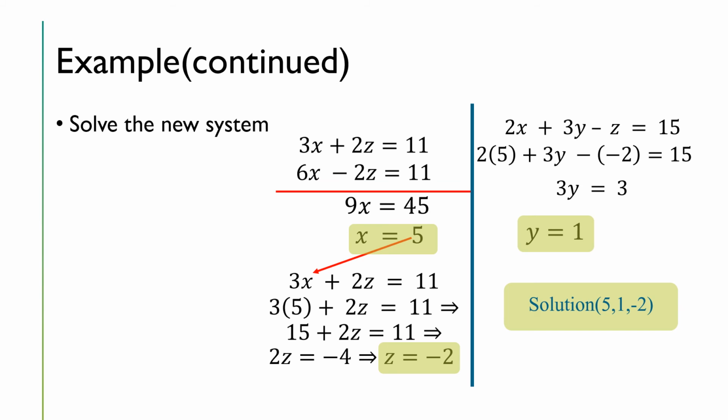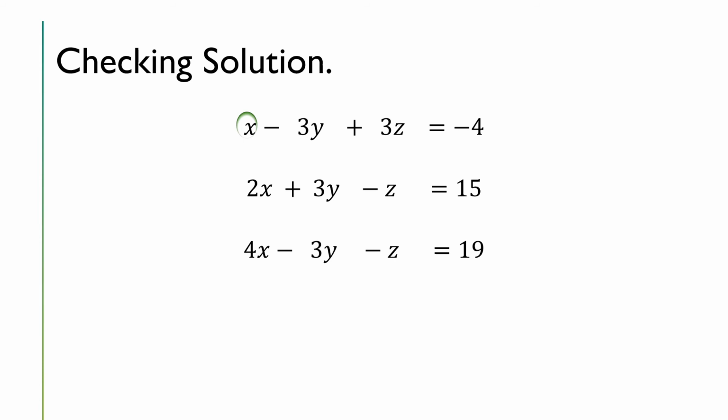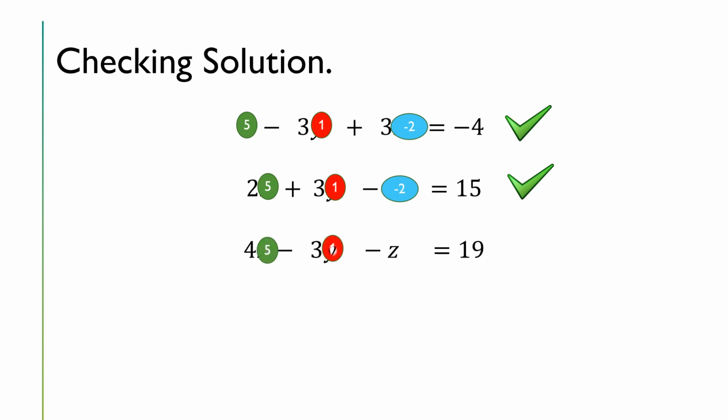Now we need to check. We're going to plug 5 instead of x, 1 instead of y, -2 instead of z. Therefore, we have 5 minus 3 minus 6, and yes, -4 equal to -4. In the second one, we're going to have 10 plus 3 plus 2, that's 15 equal to 15. In the third one, we're going to have 20 minus 3, that's 17, plus 2, that's 19 equal 19, that's true. Therefore, the point obtained is a solution.